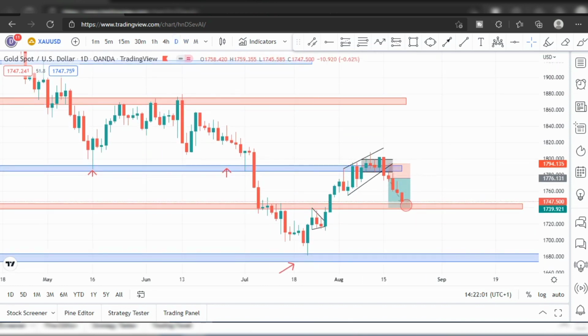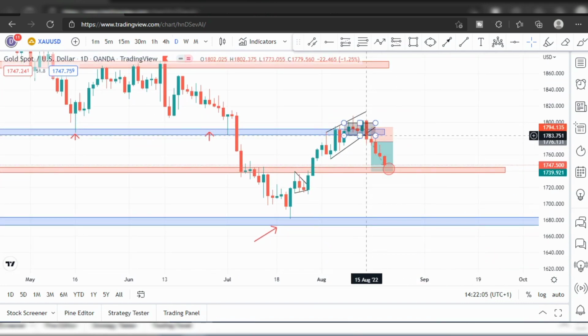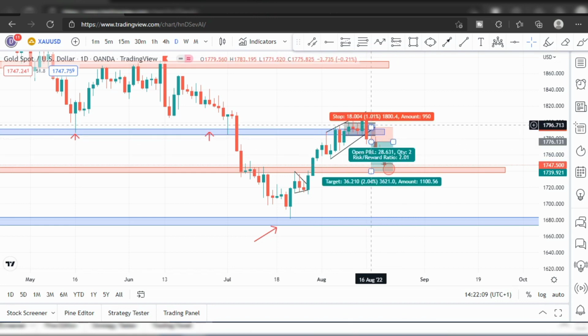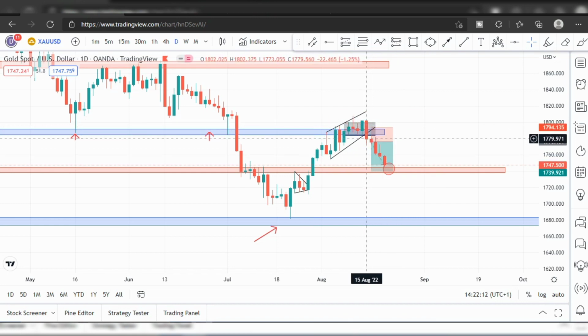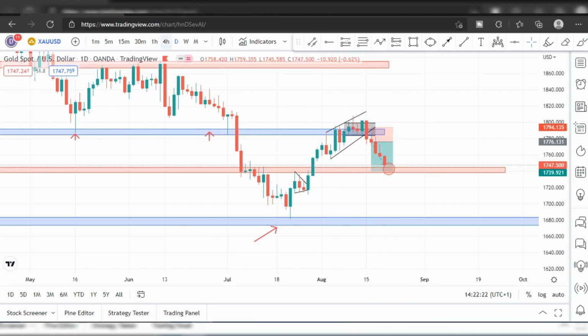This past week, in the last video that I put out, I mentioned that I was expecting price to continue to the downside following the formation of this strong bearish candle, which broke below this resistance area as well as this trend line. And that's when I entered my trade, and currently I'm around 280 pips in profit.